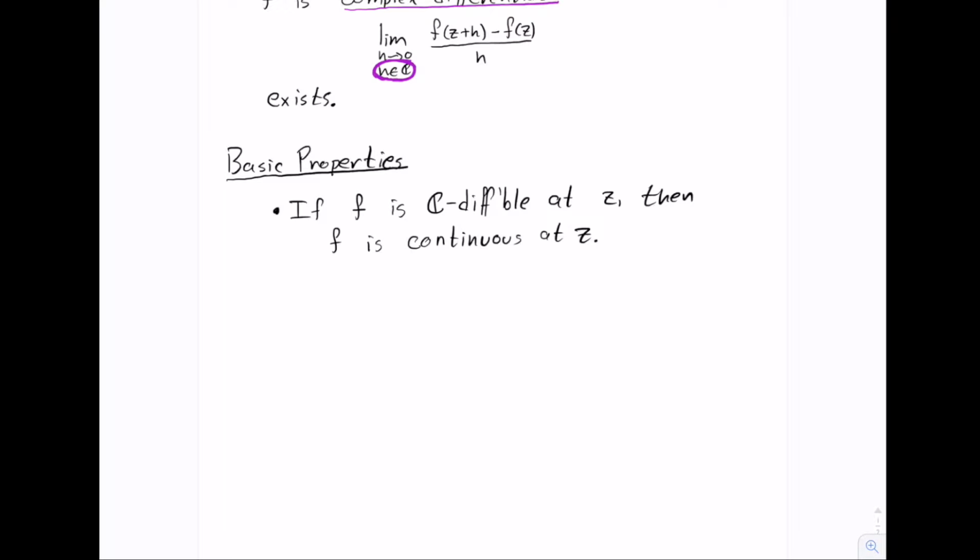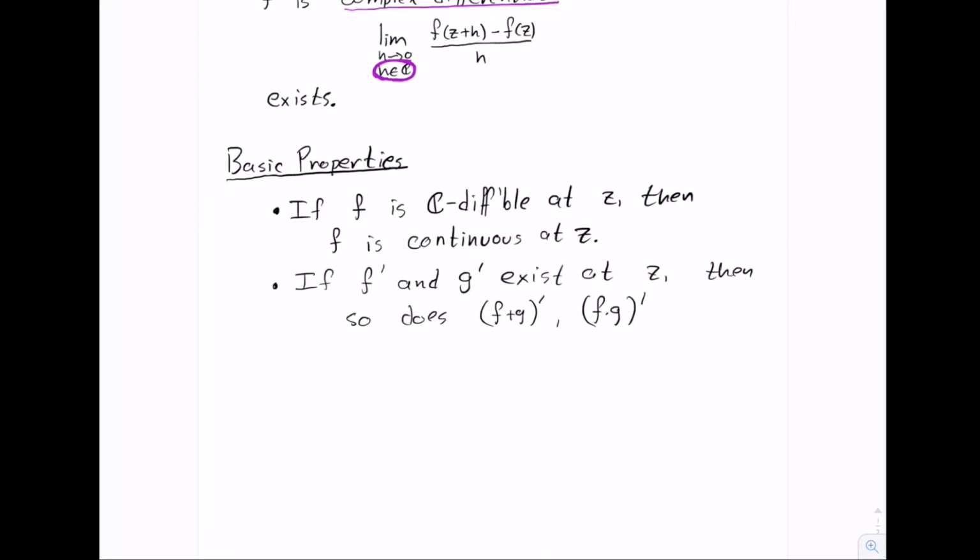Now, of course, we have other basic properties, like if f prime and g prime exist at some point z, then so does (f plus g) prime, (f times g) prime, and (f divided by g) prime. Of course, if we're taking the quotient of f and g, then we need to make sure that we're at a point where g isn't equal to 0.